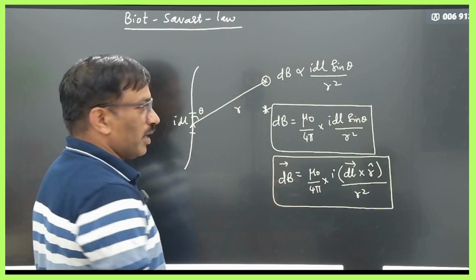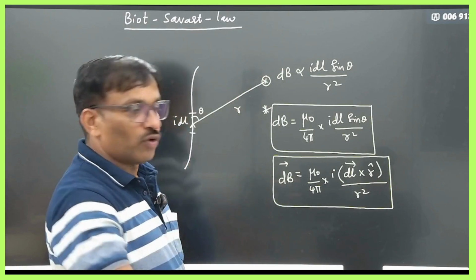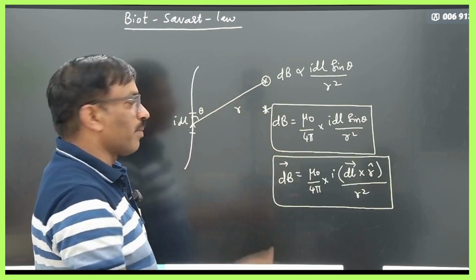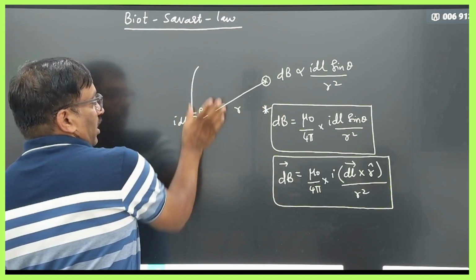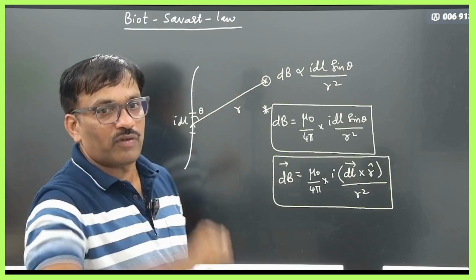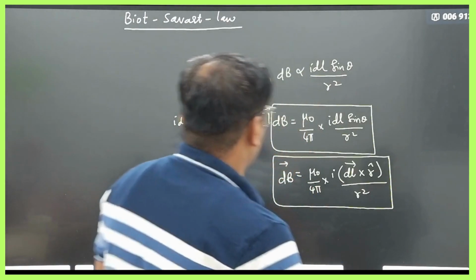Or you can determine the direction by using another method, the right hand thumb rule. Take the thumb as your current element, and the curling of the fingers is the magnetic field. Here, with this current direction, the magnetic field will be inward. We can use the right hand thumb rule, right, to determine the direction.